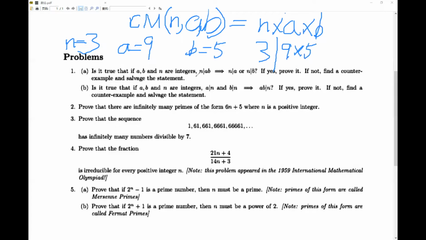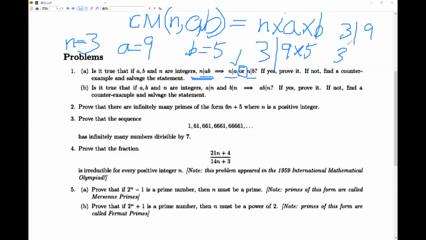So for this condition, we need to check that n is divisible by a. n is 3, and 3 is divisible by 9? That's not correct. Or n is divisible by b? Oh, yes. This is all, not 'and'. If it's 'and', it doesn't work here.